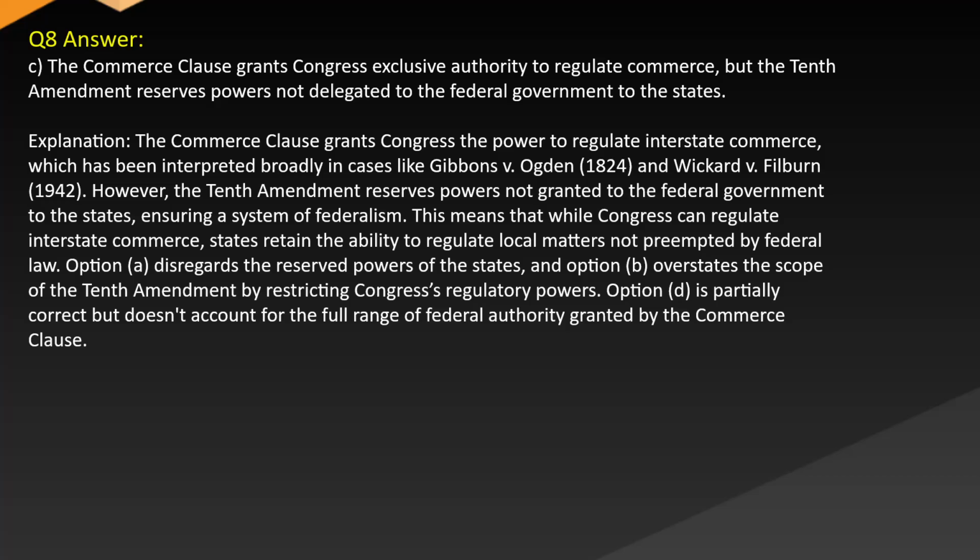However, the 10th Amendment reserves powers not granted to the federal government to the states, ensuring a system of federalism. This means that while Congress can regulate interstate commerce, states retain the ability to regulate local matters not preempted by federal law. Option A disregards the reserved powers of the states, and Option B overstates the scope of the 10th Amendment by restricting Congress's regulatory powers. Option D is partially correct but doesn't account for the full range of federal authority granted by the Commerce Clause.